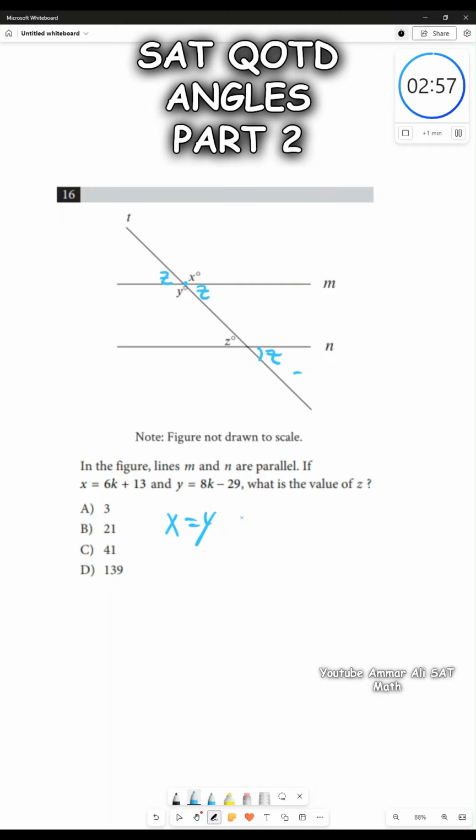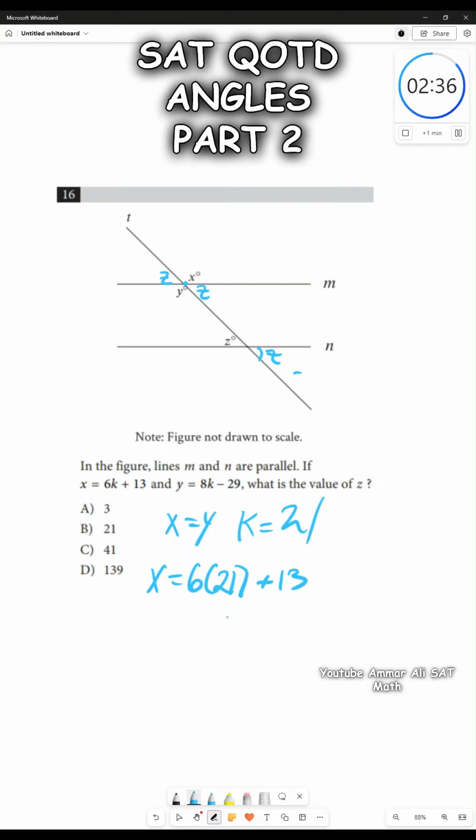So picking up where we left off in the last video, we figured out that k is equal to 21, and recall that x is equal to y because they both are vertical angles. So let's just solve for x, right? We're going to figure out what x is by plugging in k. So 6 times 21 plus 13.